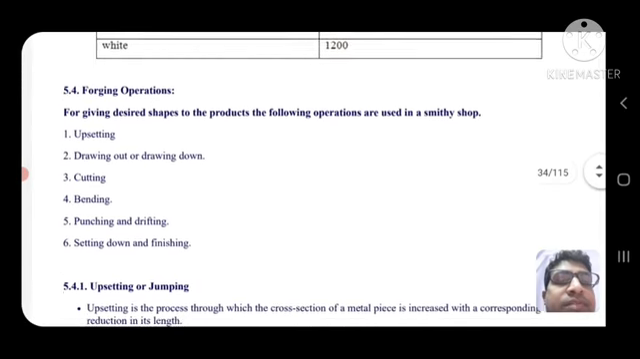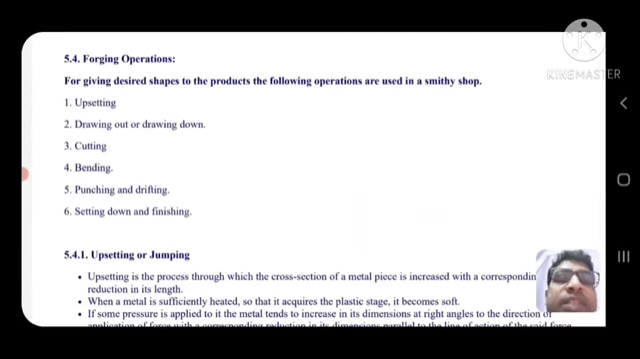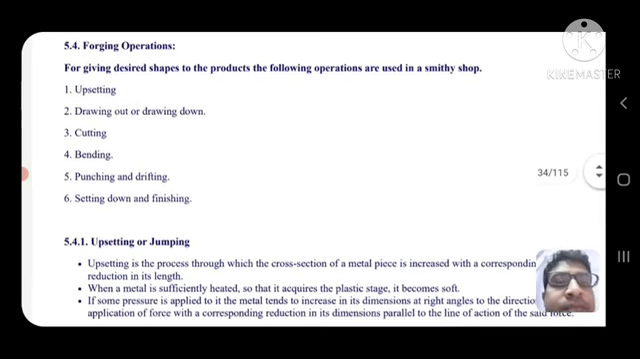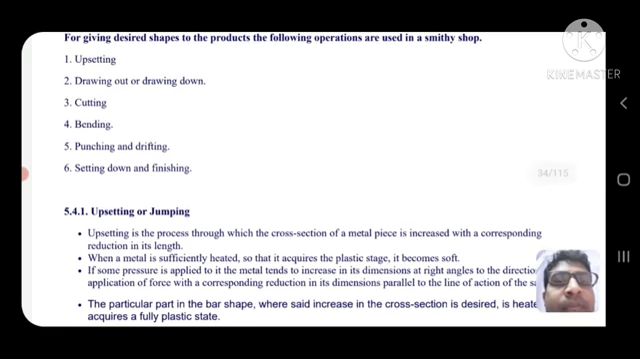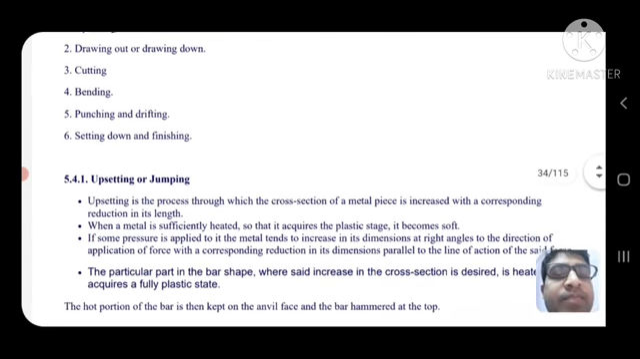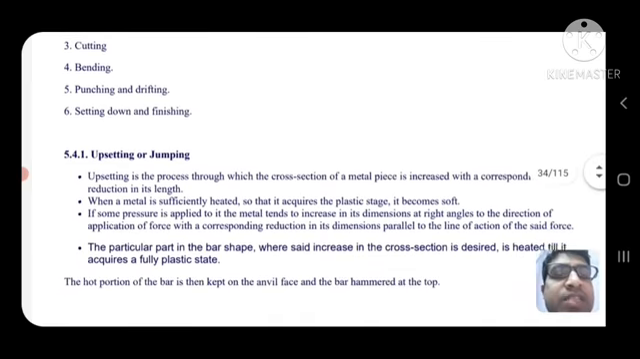Forging operation. For giving desired shapes to the products, the following operations are used in a smithy shop: upsetting, drawing out or drawing down, cutting, bending, punching and drifting, setting down and finishing.